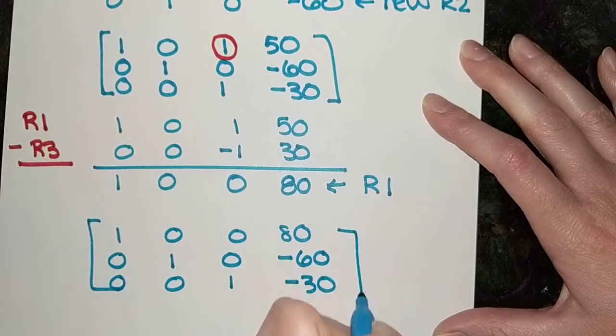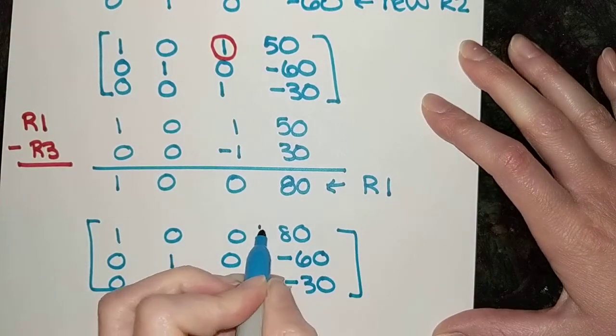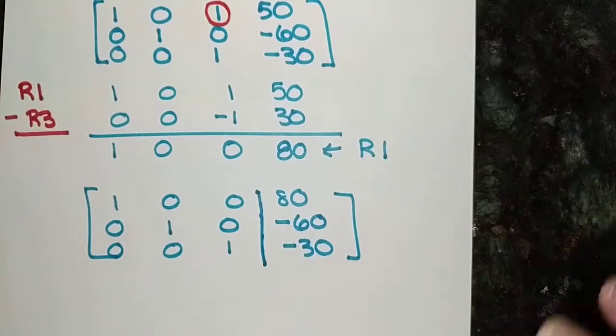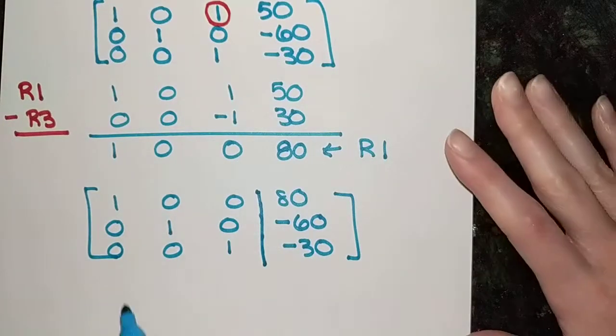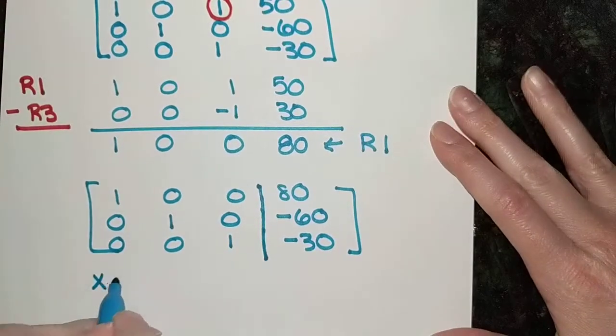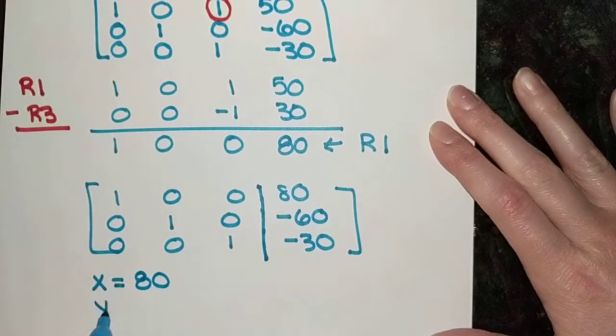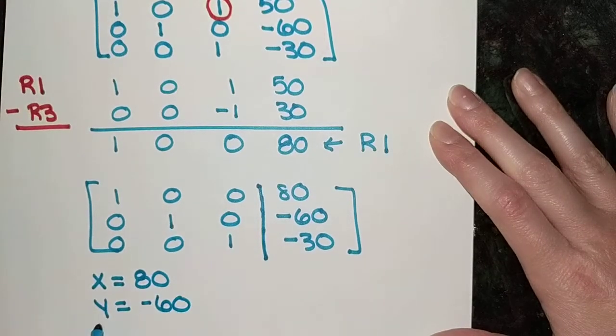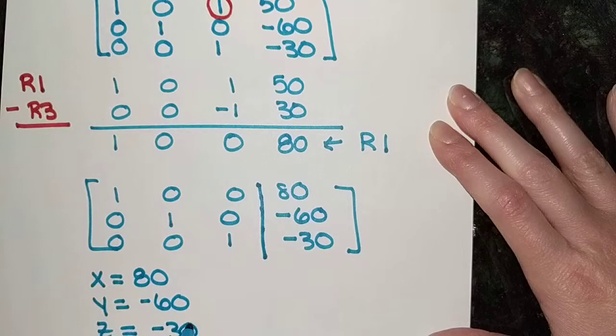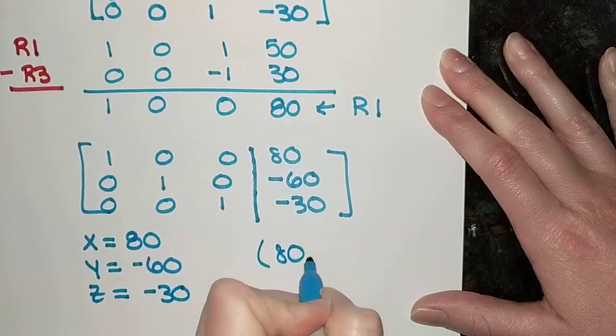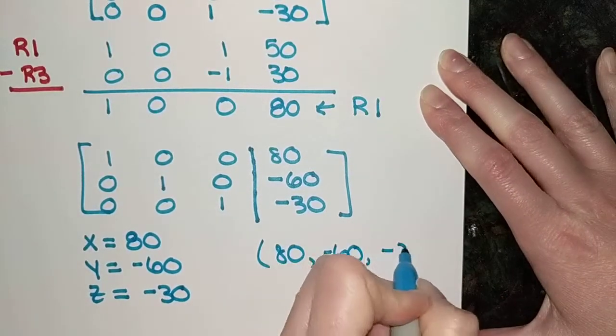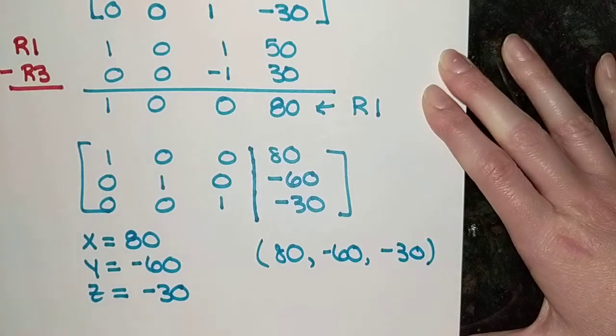negative 30. Now, once you do that, this is our augmented matrix, and the whole reason why we care about this is because this now tells us that x is equal to 80, y is equal to negative 60, z is equal to negative 30. And you can write that as an ordered pair to show your answer, or you can write out x, y, and z.